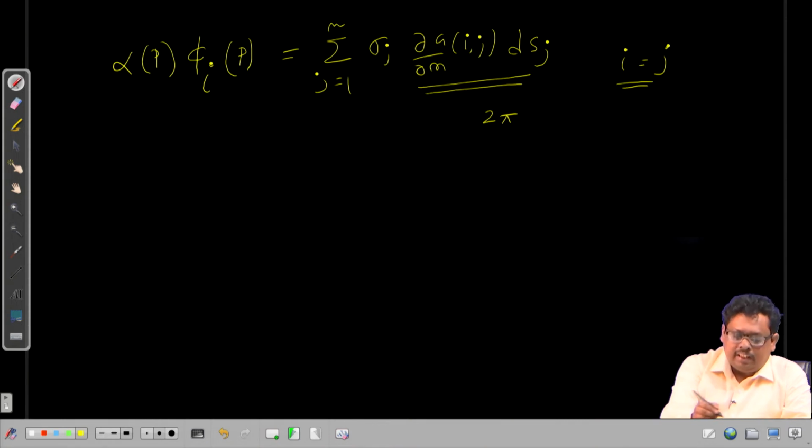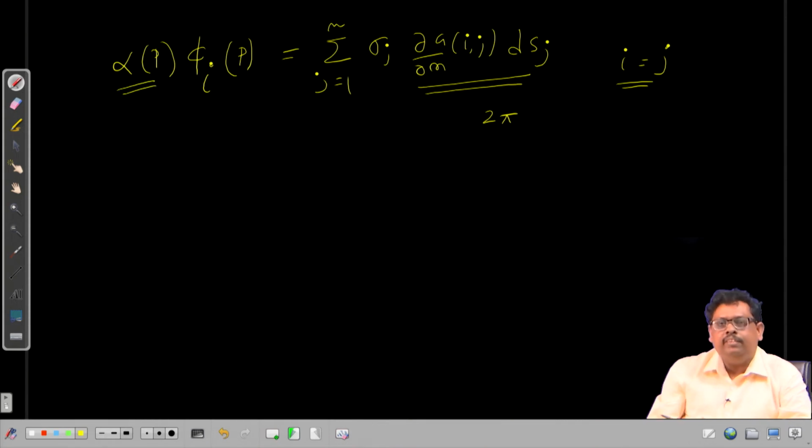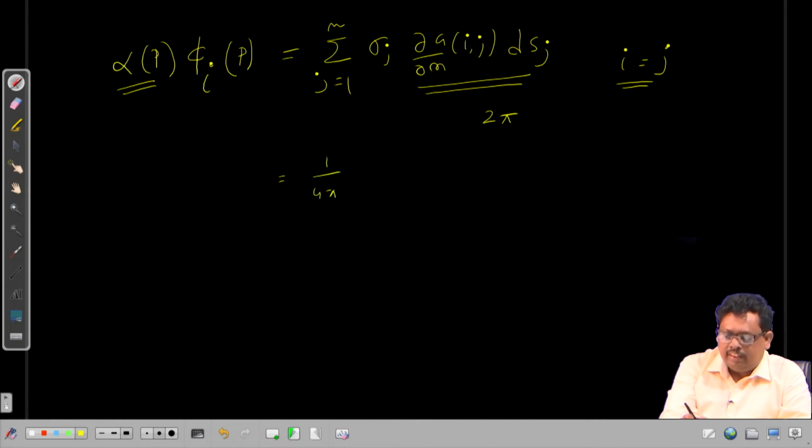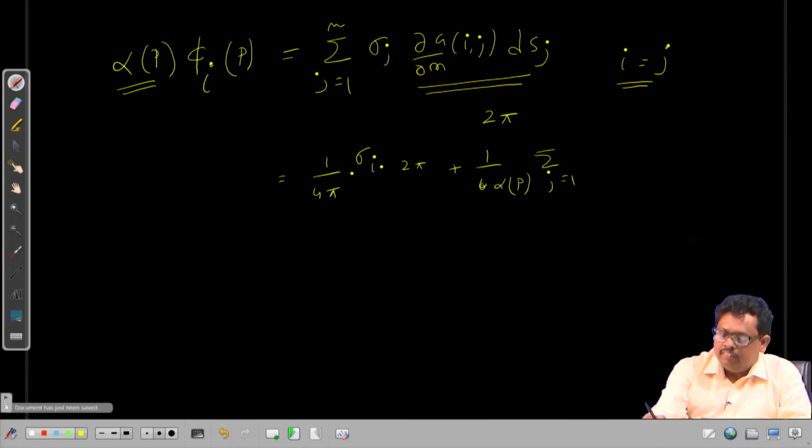Now, if I break it into I equal to j and divide the whole thing by alpha p, okay, then what you get is as follows. When I is equal to j, I have 1 upon 4 pi, and then I have sigma I multiplied by the 2 pi, right, plus of course 1 upon alpha p into the summation j equal to 1 to n of del g del n I j into d s I j.